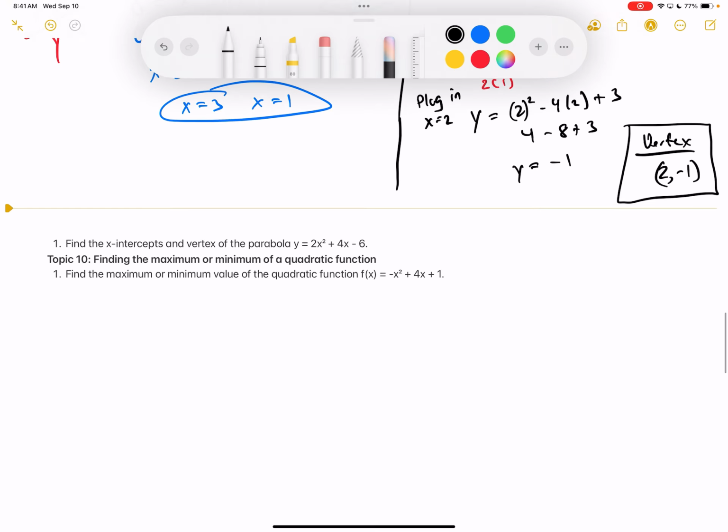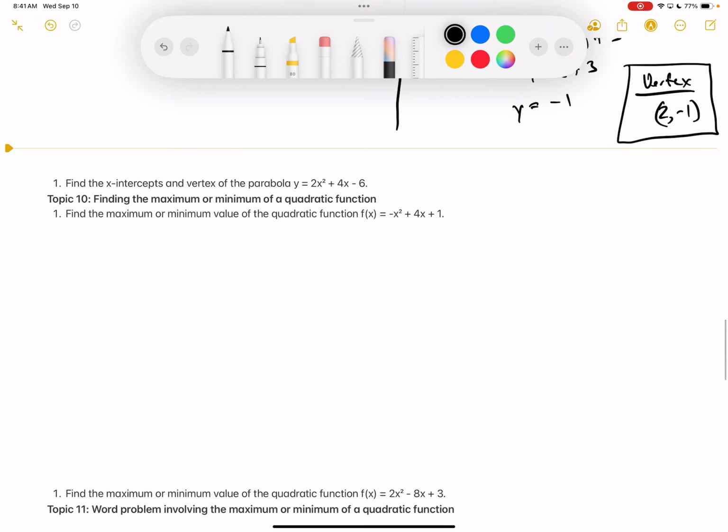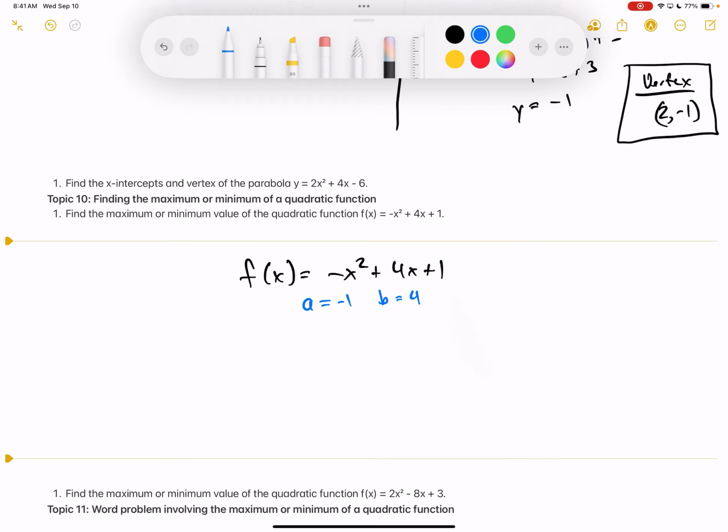All right, so on topic number 10, it says find the maximum or minimum. So if I have this formula right here, first thing is figure out if it is a maximum or a minimum. To find that, I'm going to write what my A, B, and C are. My A is negative, so that means it opens down. So draw your little picture here. If it opens down, that creates a maximum. Okay, opens down, it's going to create a maximum number.